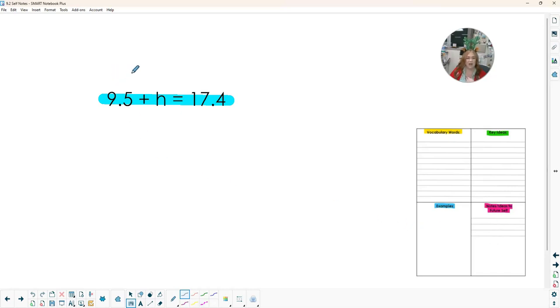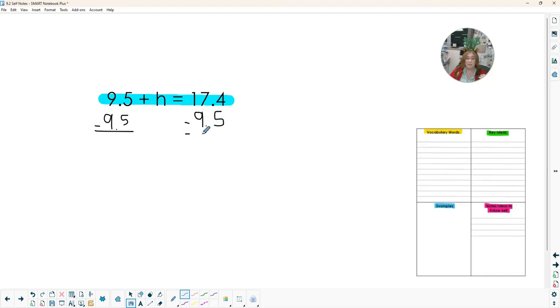So we have 9.5 plus h equals 17.4. So we want to get the variable alone. So we're going to move 9.5 to the other side, right? If I move 17.4 over here, we don't have an answer. So I'm moving 9.5 to the other side. So we have a positive 9.5. So we are going to take those away. And if I do it to one side, right, I just tipped my balance. Now I have to do it to the other side.